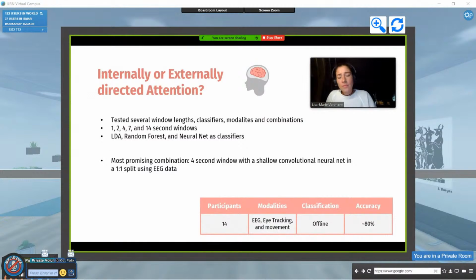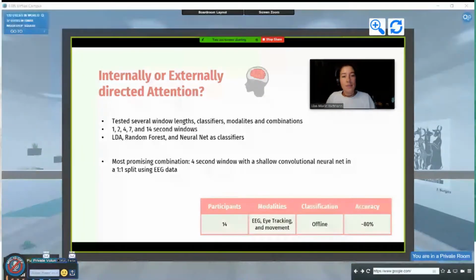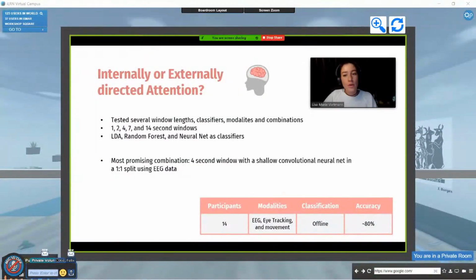So for the data that we recorded, we did quite an extensive analysis. We tested several window lengths, several classifiers, several modalities, and their combinations. For example, we checked whether 1, 2, 4, 7, or 14-second windows would work best. We tested an LDA, a random forest. We tested the same neural net as before.